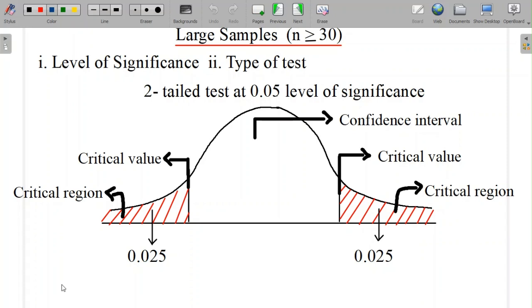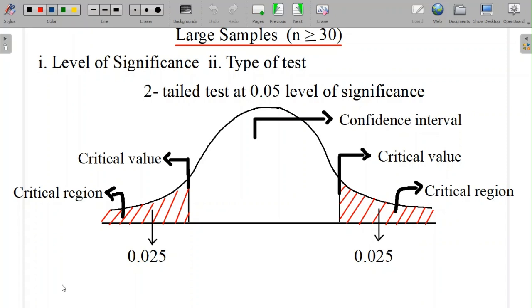Before we get into specific problems, we'll identify the methods based on which the critical value and the critical region are identified for large samples. This is done based on two aspects. Number one, the type of test that is being performed, and number two, the level of significance. So whenever the sample size is greater than 30, we can approximate this using the normal distribution, and therefore all diagrams that will follow will resemble the normal distribution curve.